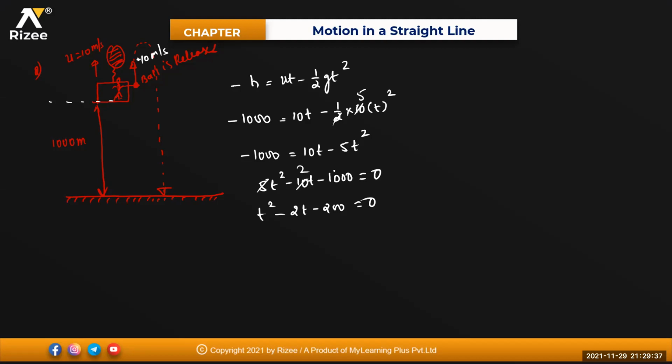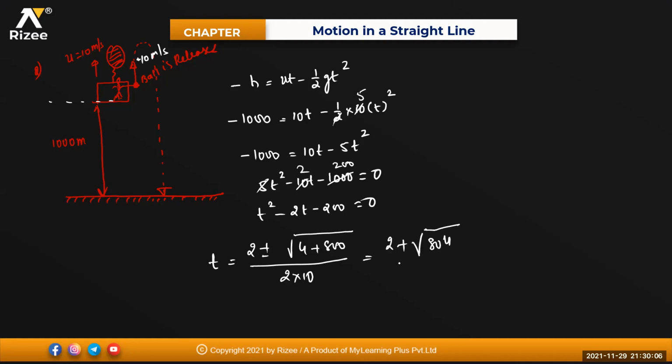5 ones are 5, 5 twos are 10, and 5 forties are 200. That is the reason t square minus 2t minus 200 is equals to 0. Okay. Now, comparing with the quadratic equation, I'm writing directly t is equals to 2 plus or minus under root of 4 plus 800, divided by 2 into g value, which is nothing but 10. So that will come out as 2. Time will always be positive, under root of 804 divided by 20. This will be the answer. If you want, you can do still more calculation. That's not a problem.